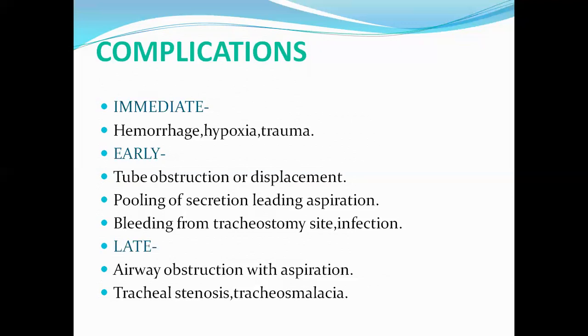The next is the early complications. In early you will see tube obstruction or displacement, which can occur when the surgeon inserts the tube. Then pooling of secretions leading to aspiration: if the secretion pools in the lower area, it leads to aspiration. Then next is bleeding from the tracheostomy site, and it can also cause infection. These come under the early complications. Then in the late stage, airway obstruction with aspiration.